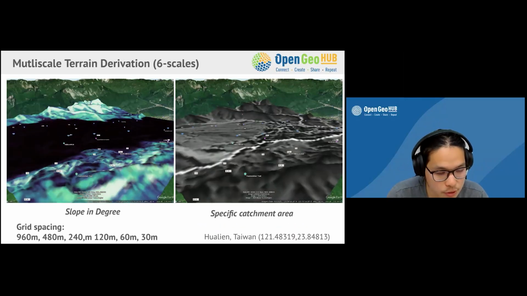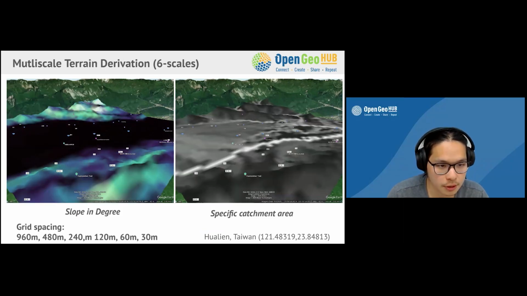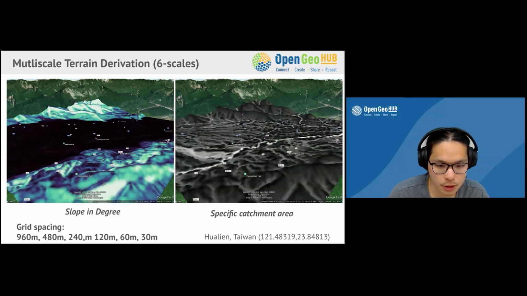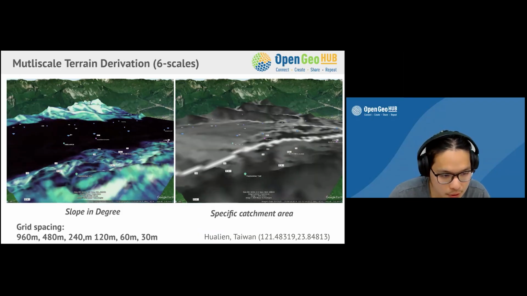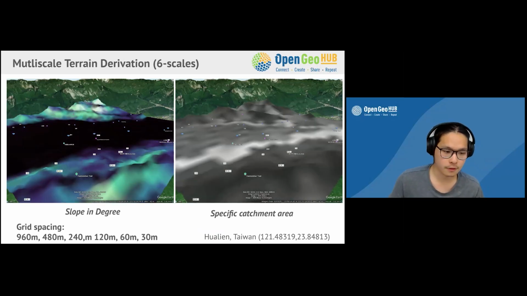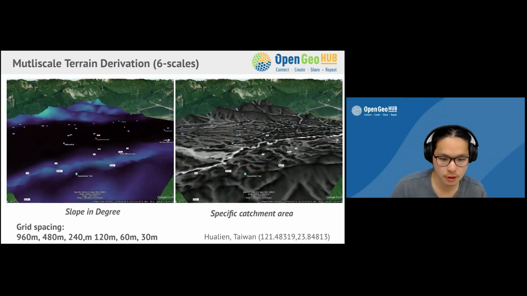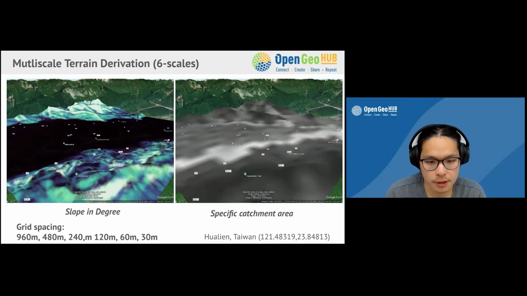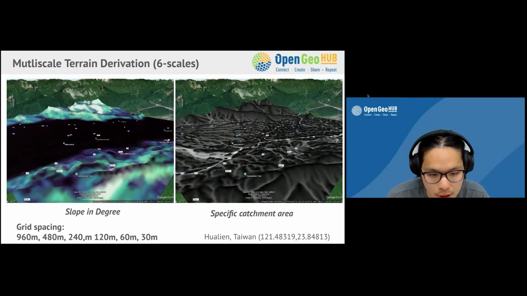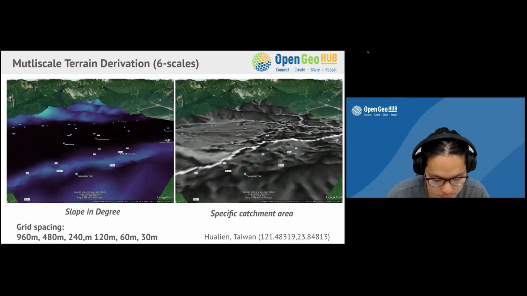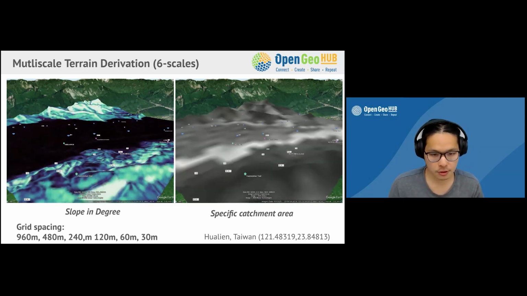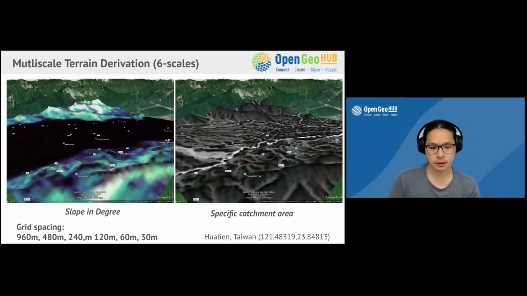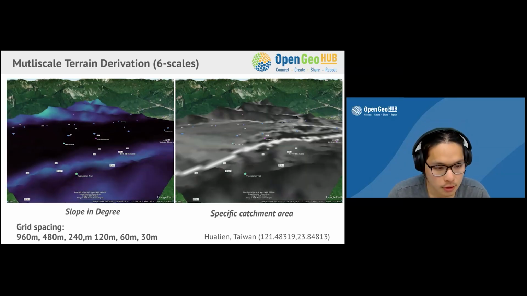In addition to only 30 meters, we also produce multi-scale terrain derivations at 6 scales. The case shown here is the slope in degrees and the specific catchment area in Hualien, Taiwan. This is the showcase of the 6 scales: 960, 480, 240, 120, 60, and 30 meter resolution. On the right side, as the resolution increases, you can clearly see that the big channel is divided into smaller channels. Using this concept, we can help map, for example, soil type or different soil properties, because different scales provide different detailed information that adds up to be more comprehensive for each pixel. Okay, next one.